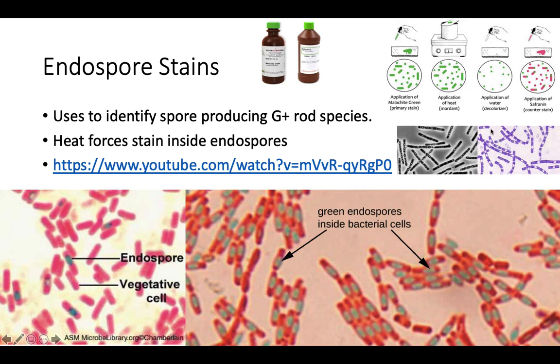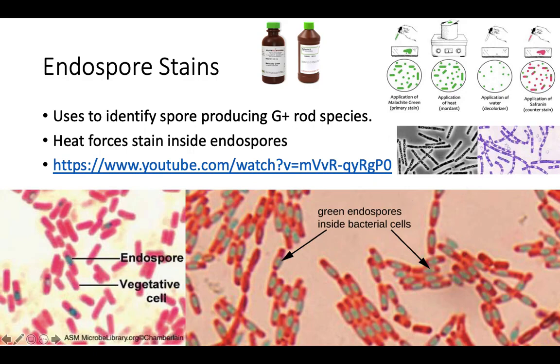So, what are those? Are they inclusions? Is it something wrong? How do we confirm this is an endospore and not just a little ball of something inside of the cell? You do an endospore stain. And this is how you confirm that they're actually gram-positive rod-producing bacteria and not just some sort of gram-positive bacteria that has something weird up with it. So this is how you confirm that they're actually endospores.